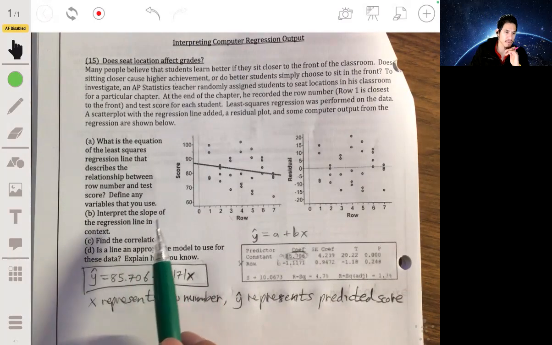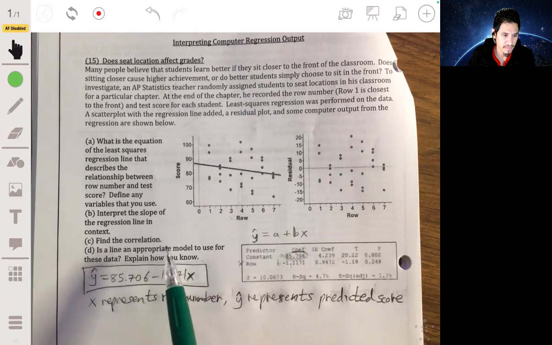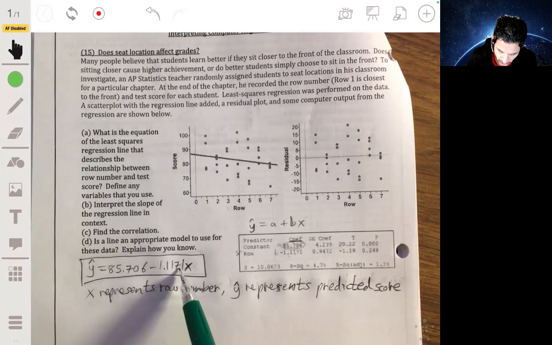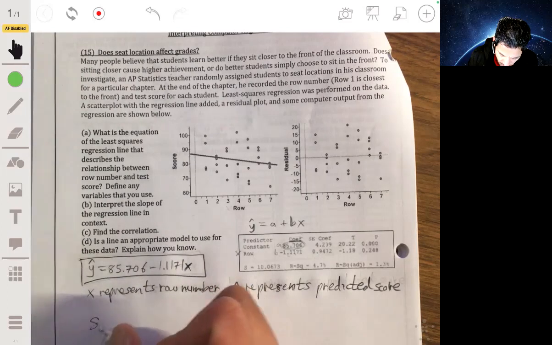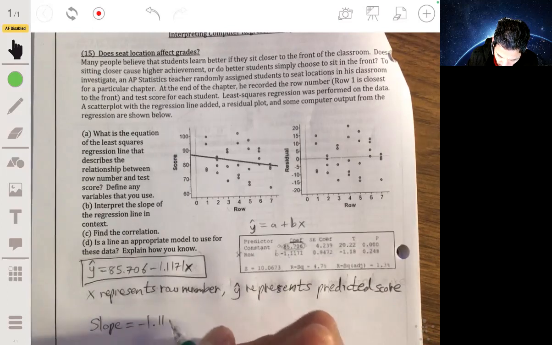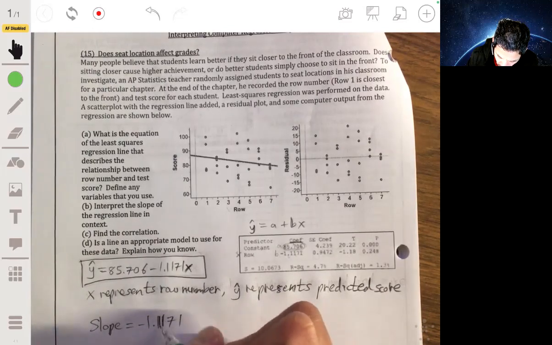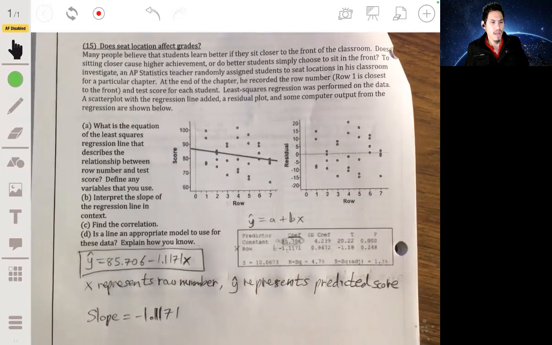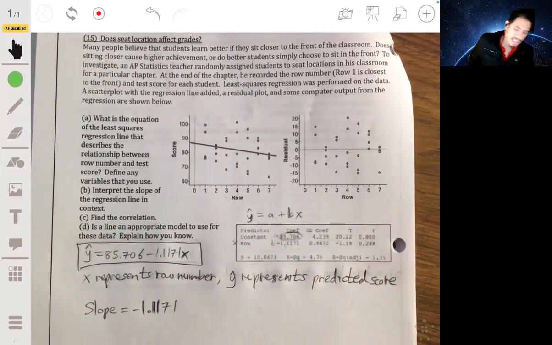All right, part b. Let's interpret the slope of the regression line in context. Okay, so the slope is this number right here. Remember our negative 1.1171. That's the slope in this problem. Now let's think exactly what that means.